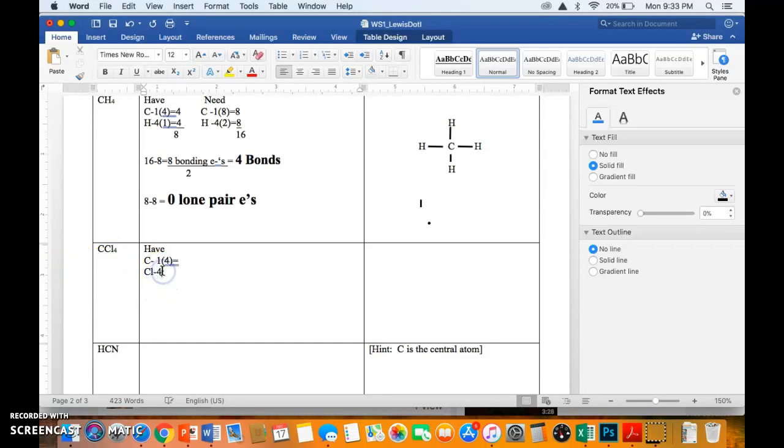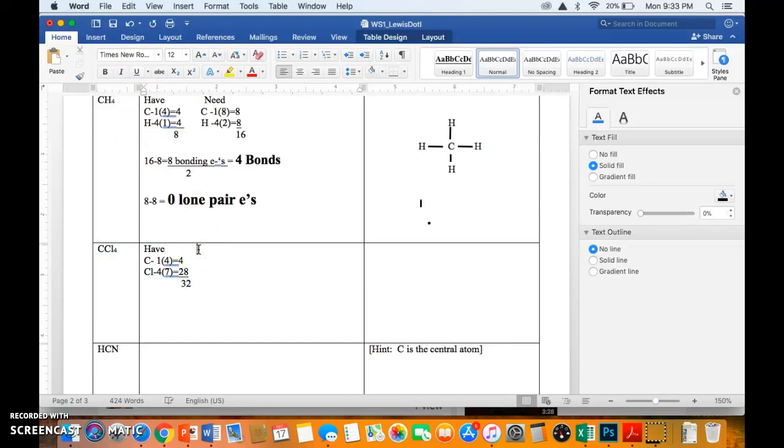How many valence electrons does chlorine have? I check my periodic table. 7. 1 times 4 is 4. 4 times 7 is 28. I add these up. 4 plus 28 is 32. So my have is 32. Okay, that's step 1.